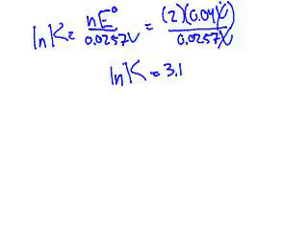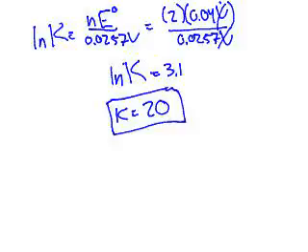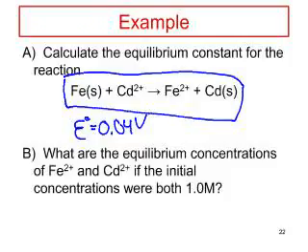To find K, we're just going to raise e to the 3.1 power, so K is going to be 20. So we can see that this reaction favors formation of products because K is greater than 1. So the equilibrium constant for this reaction is 20. Keep in mind, guys, even though I have this reaction written with the arrow going this direction, this reaction is in truth reversible, and so it goes both forwards and backwards. So here's the voltage for that cell. K for that cell is going to be 20.